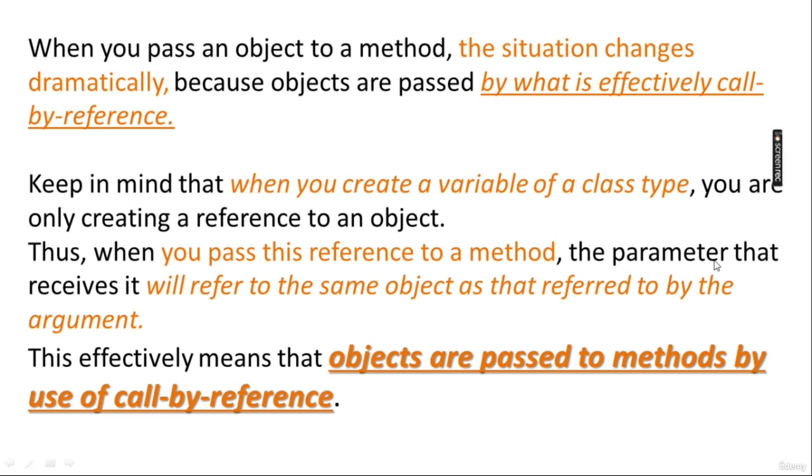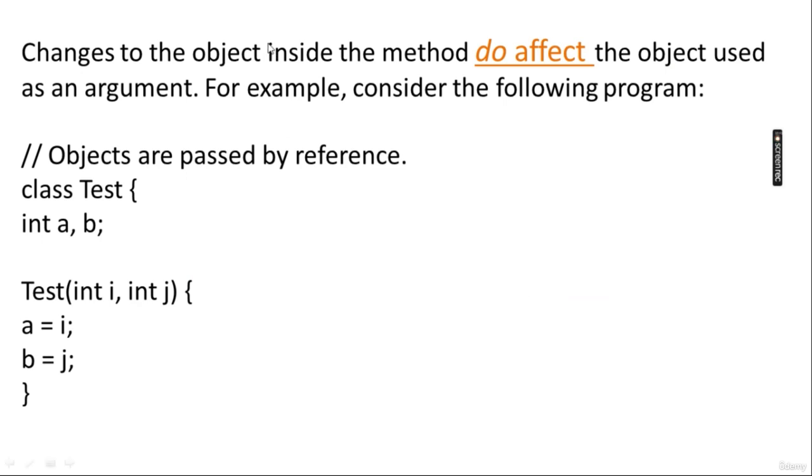This effectively means that objects are passed to methods by use of call by reference. Changes to the object inside the method do affect the object used as an argument. Whatever changes you are doing inside the method affect the object used in the argument.